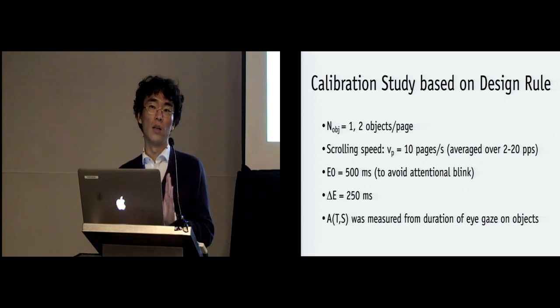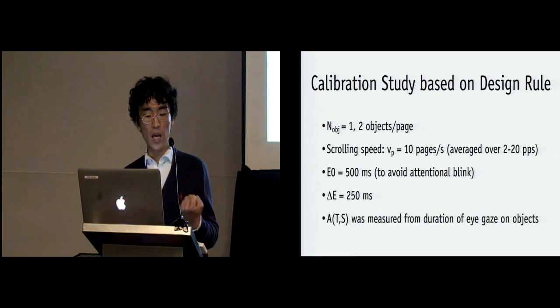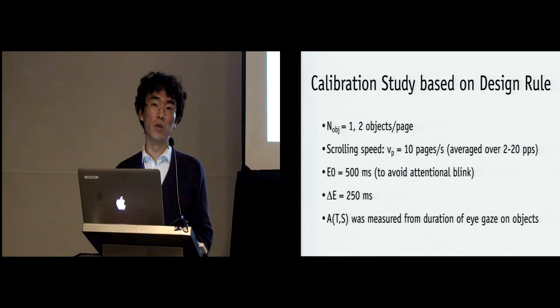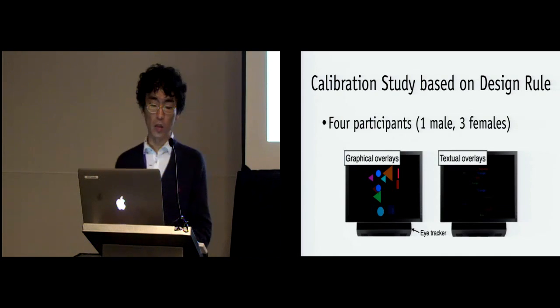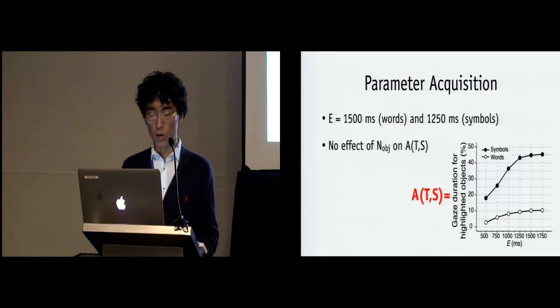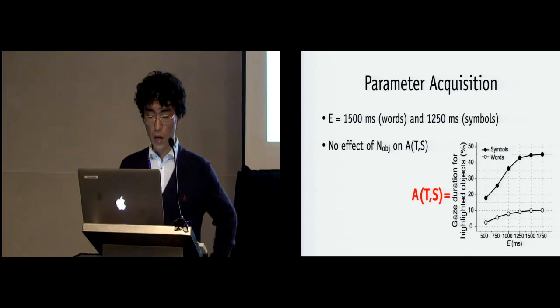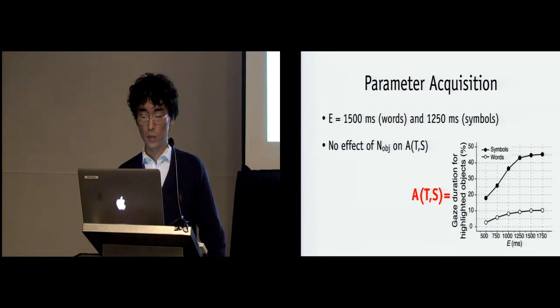And it is increased gradually until we get no more gain from the attention. Here the attentional performance of the user was measured from the eye gaze of the user on each of the objects. We conducted this with 4 participants and 2 different types of objects, graphical and textual objects. The eye trackers measure the amount of eye gaze on the objects. From the result, we found that we need 1.5 seconds of exposure time for textual objects and 1.25 seconds of exposure time for the figures.